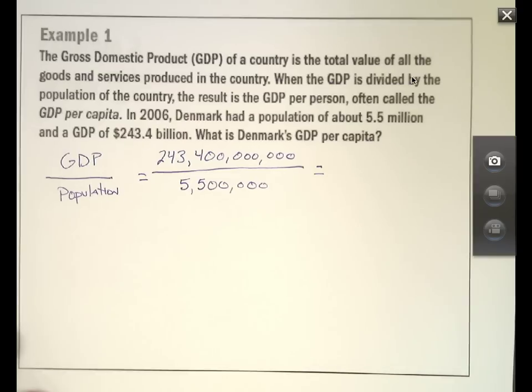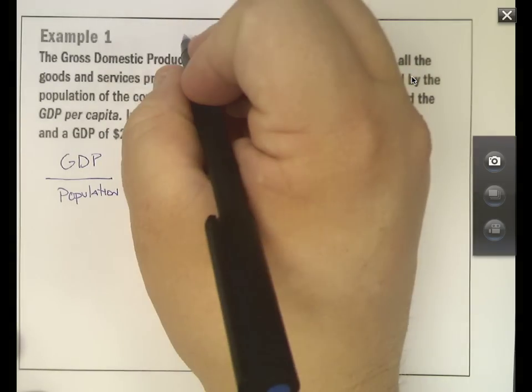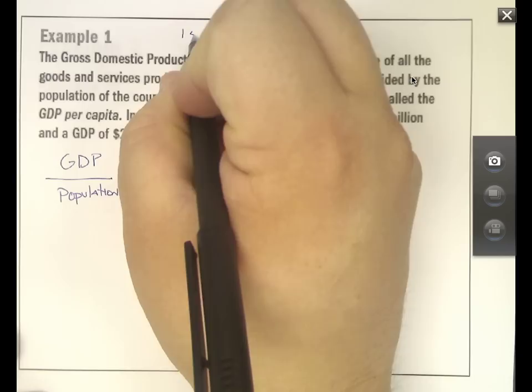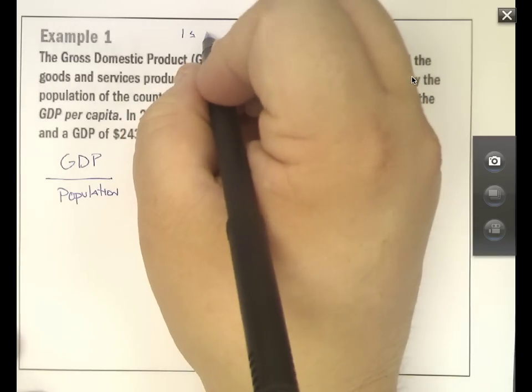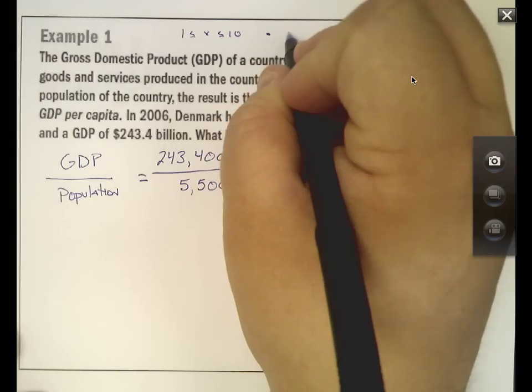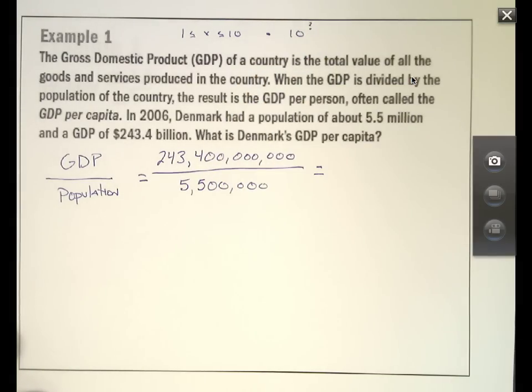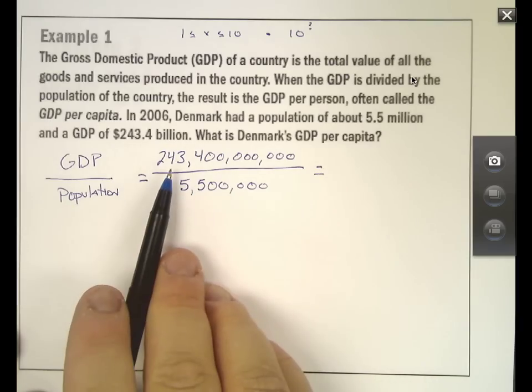So, there's my regular number. To put these into scientific notation, remember, you have to have a number in between 1 and 10 times 10 to some power.